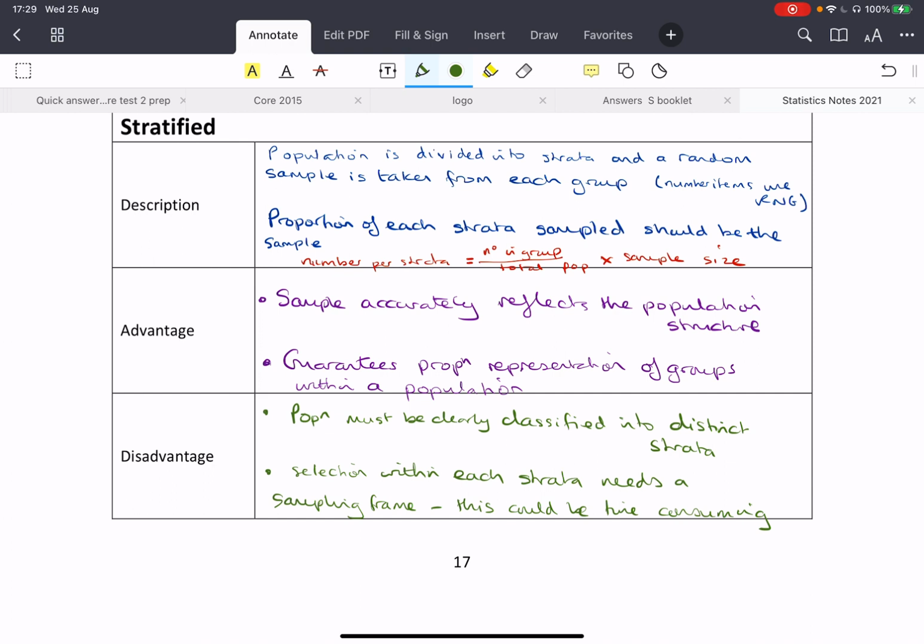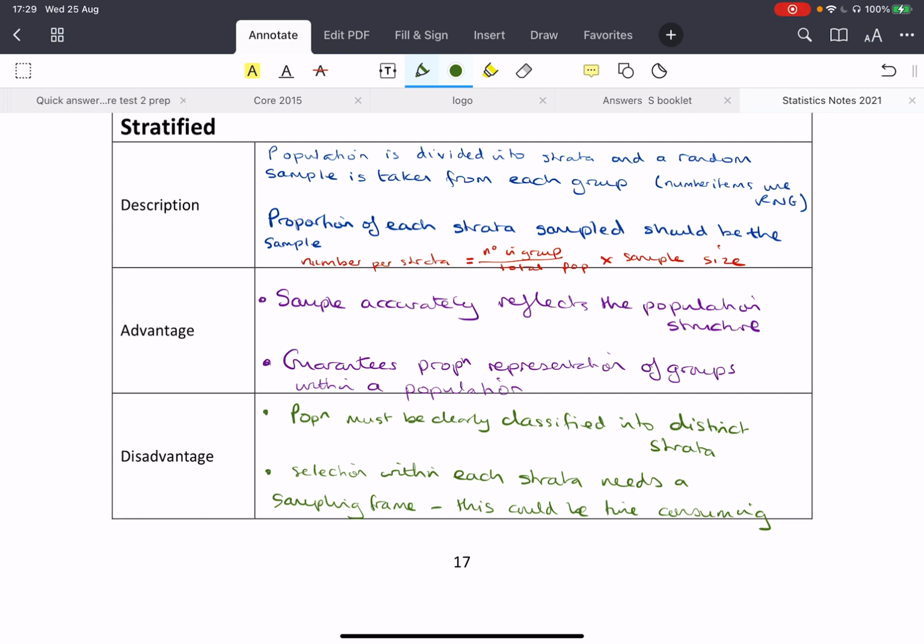Now, the disadvantage of this is, one, you need your strata clearly defined that you want to be sampling from, and two, to select your proportion of the sample from within that strata, you need to have a clear way of doing that. So you need the population or the subpopulation or the strata within that population numbered in some way, so that you can truly generate a random portion of that. Okay.